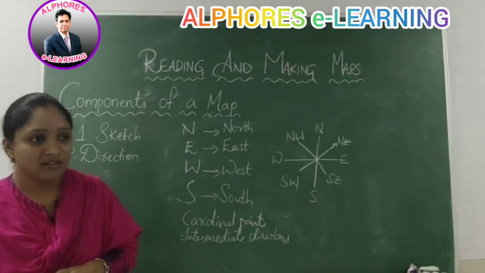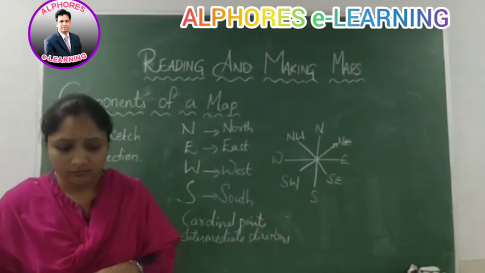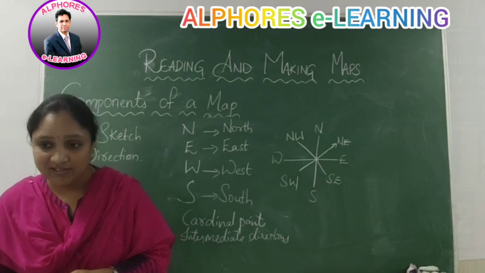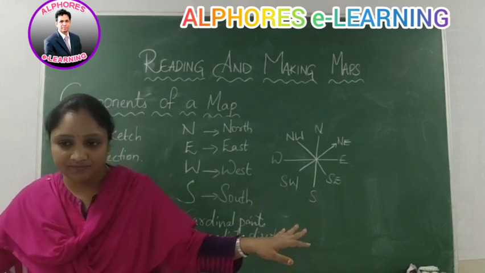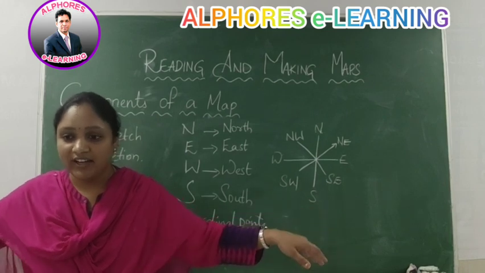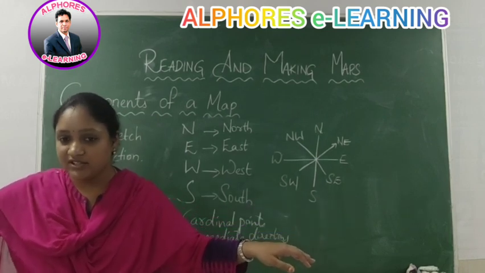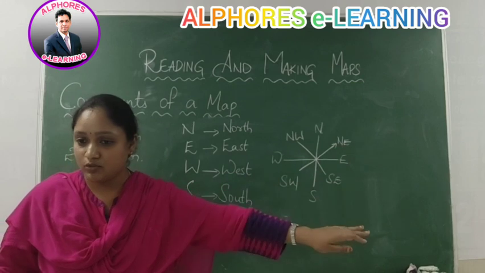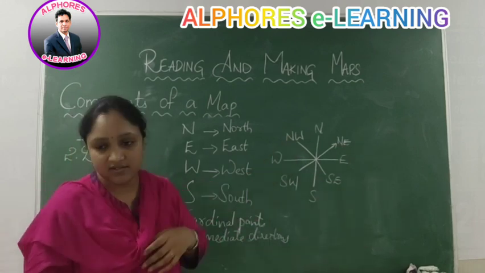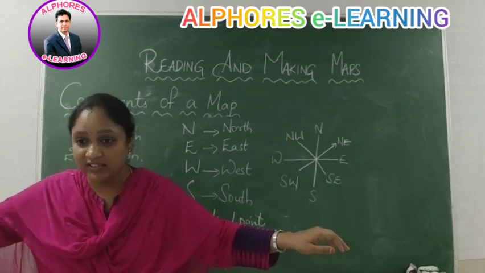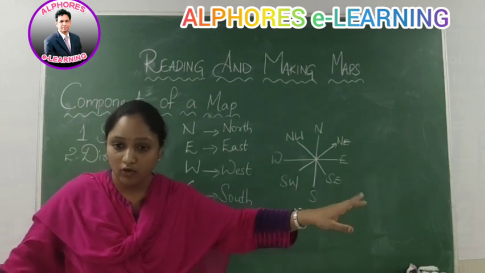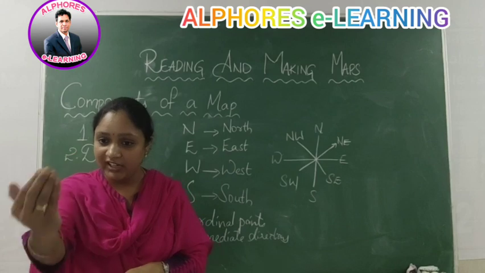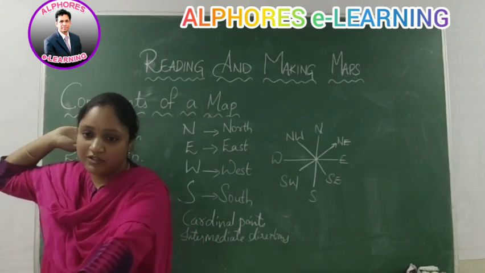What you do is, for example, you just stand towards the east and stretch your hands. Just assume what direction is towards your right and what direction is towards your left. Just now we have discussed: the right hand shows the southern direction, that is south, and the left hand shows the north direction. So when it is east, obviously the opposite direction will be west.